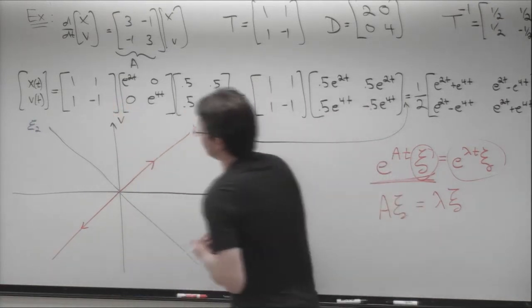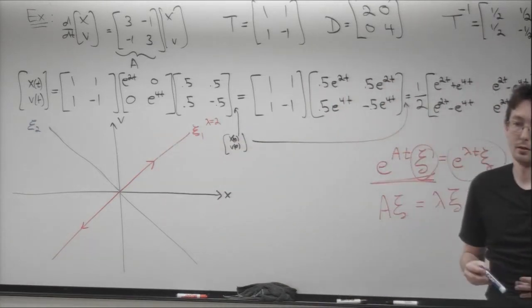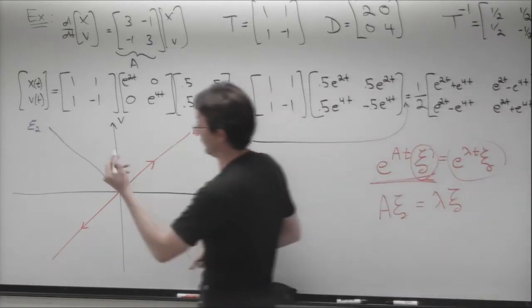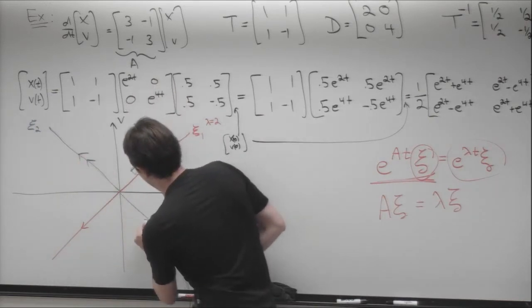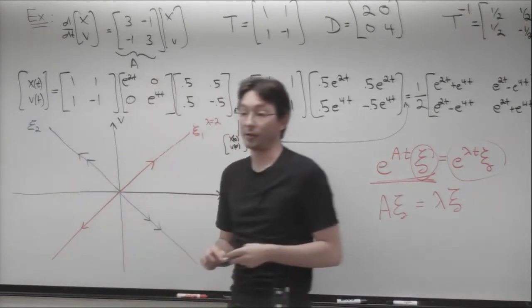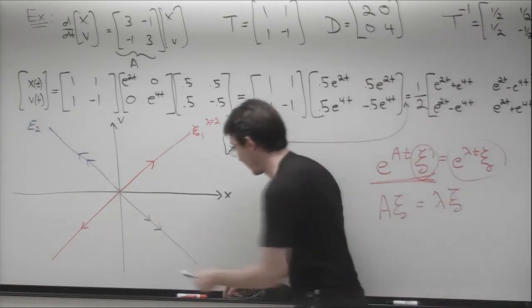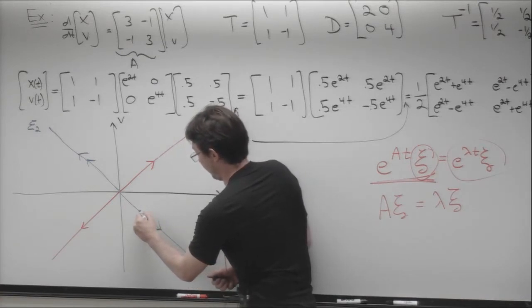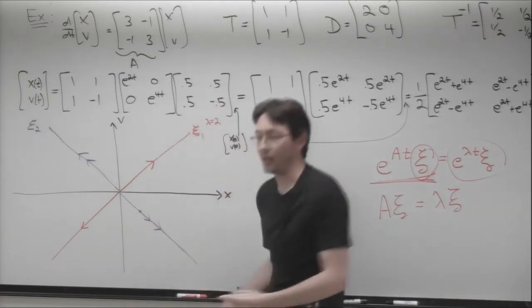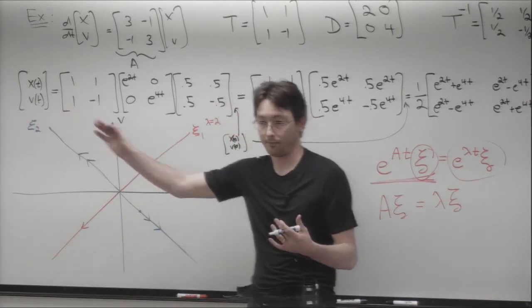Now, what about the C2 direction? What's that eigenvalue? 4. Okay, so 4 is even larger positive. So things are moving faster in the blue direction, right? If I start a little particle right here, it's going to flee from the origin at a great rate, at an exponential rate. It's going to move away from the origin.